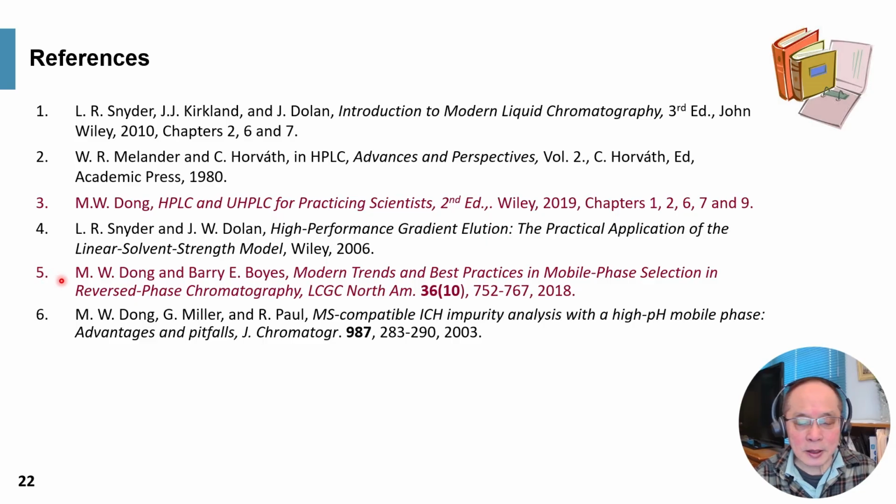One of the best white papers, concept papers on the selection of mobile phases under reverse phase conditions is this one, which is readily available and searchable and free to download: the LCGC paper in 2018 from myself and also Barry Boyer from AMT. And finally, for those interested in high pH mobile phase, here is a very good reference published in the Journal of Chromatography in 2003.